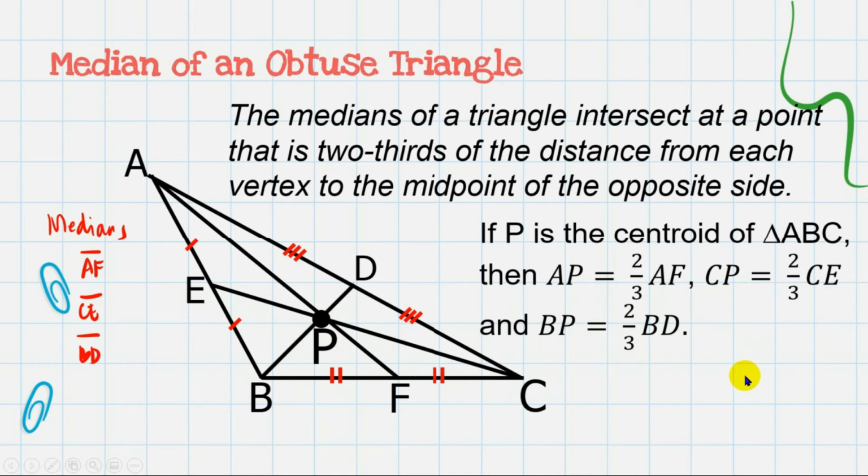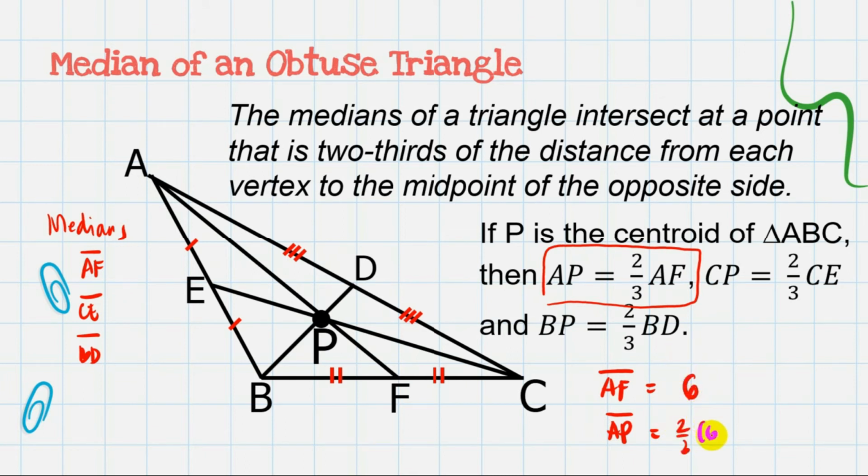So, paano natin ito magagamit? For example, meron tayong measurement ng line segment AF or the median AF. If the median AF is 6, what will be the measurement of line segment AP? Kung ang kabuuan daw ay 6, ano daw ang measurement nitong line segment AP? So, dito po papasok ang paggamit nitong formula na ito. So, AP is equals to 2/3 of AF and AF is 6. So, 2 times 6 is 12, divided by 3 is 4.